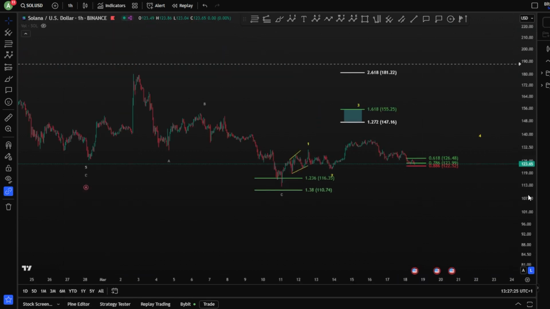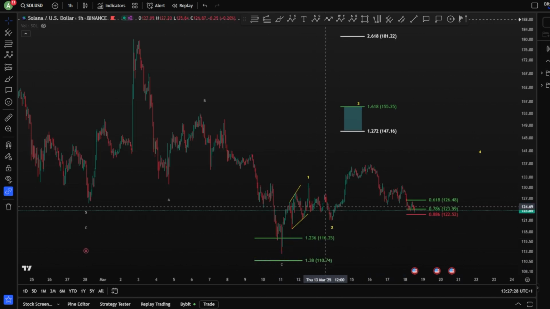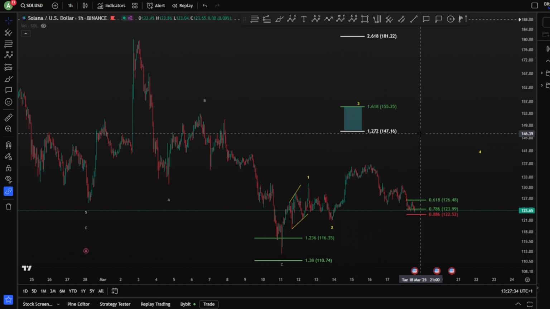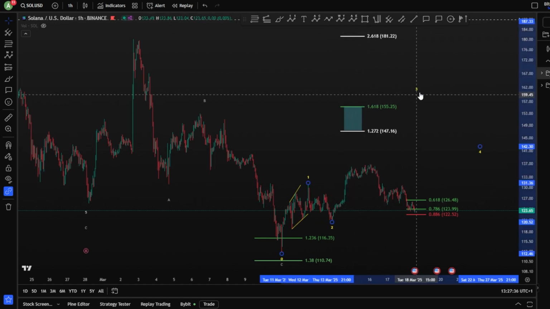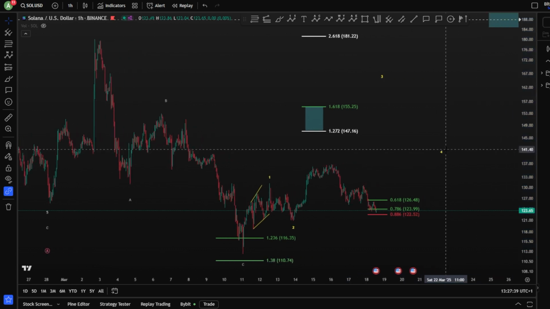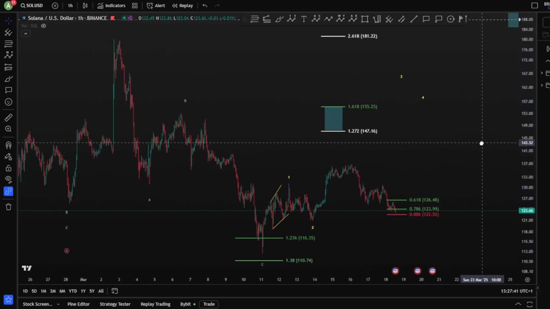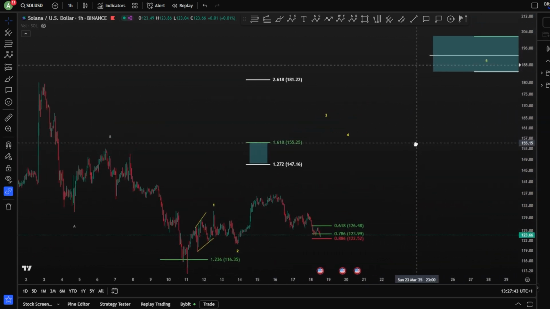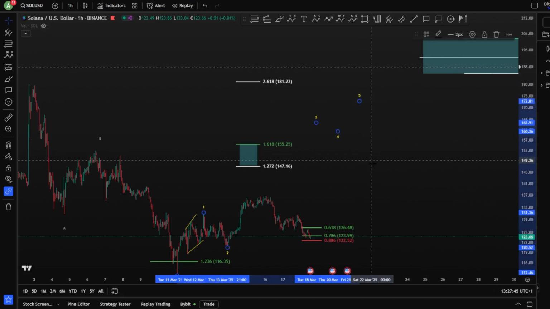On the 1-hour chart, we have this 1, 2 here, potentially finished as a leading diagonal, and then a correction, and then an impulse 1, 2, 3, 4, and a 5. Now, what are the scenarios that we can expect? We don't have a big wave 4 and a 5 right now. We are looking for double 1, 2 potentially. We're going to estimate this.